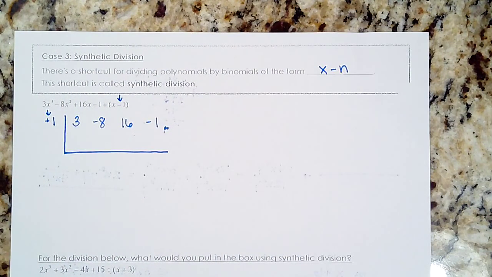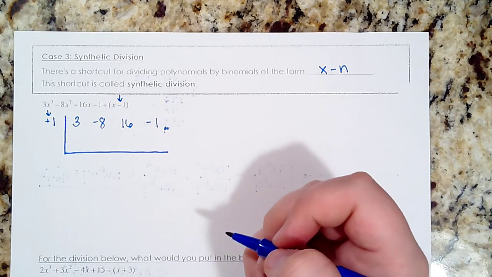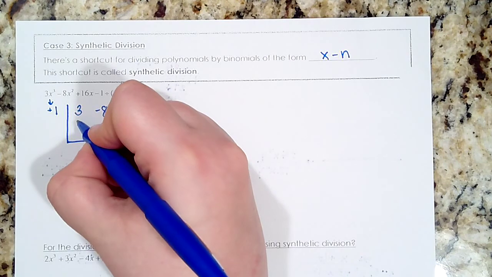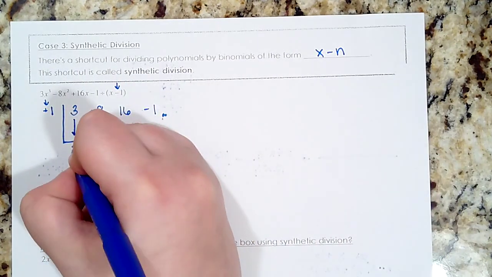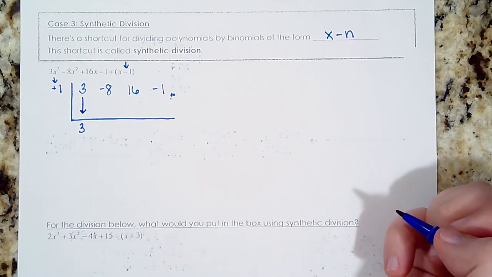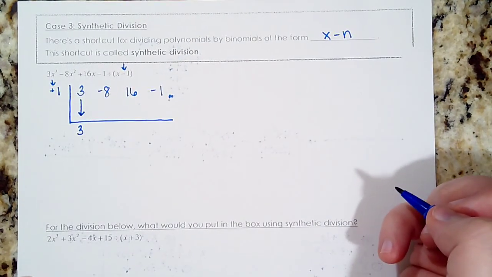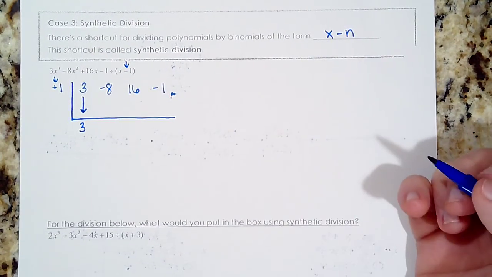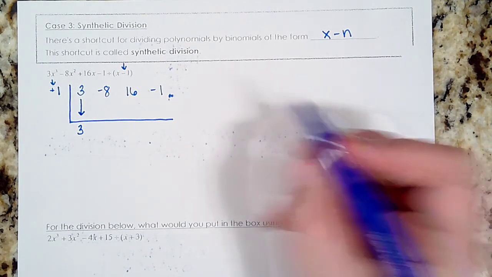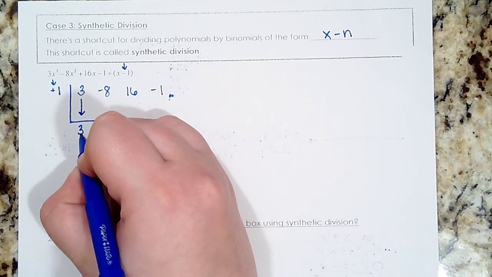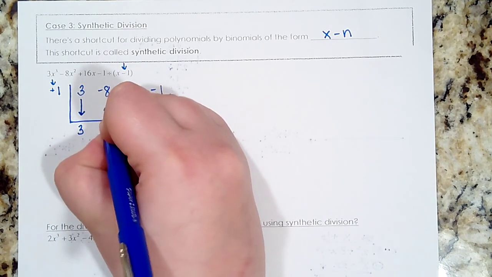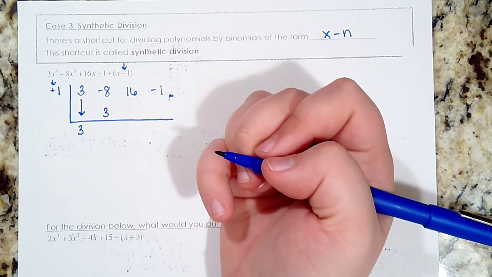Now you're like, Miss Bury, where are you going with this? I don't see what you're doing here. It's okay. What I'm going to do is I'm going to start by bringing the 3 down. I'm going to put it right here. And I'm going to start my synthetic division process by not actually dividing, but by multiplying. I'm going to multiply +1 times +3 to get a +3 here.